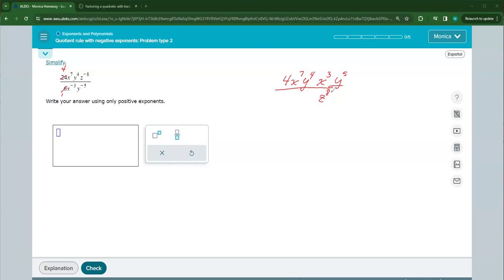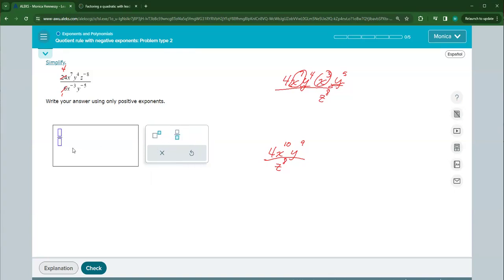But in this case, all of my x's are up on top. I have the 7 and the 3. So on the top of my fraction, in the numerator, I'm going to have x to the 7 plus 3, which is 10. And then I look at my y's, they are also up on top. So I have 4 and 5 more, so I have y to the 9th. And then down at the bottom, I just have the z to the 8th. So there's nothing else I can do. All the bases are written only once, and I have reduced the coefficients as well.